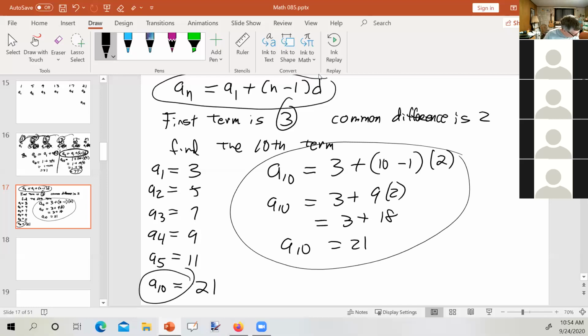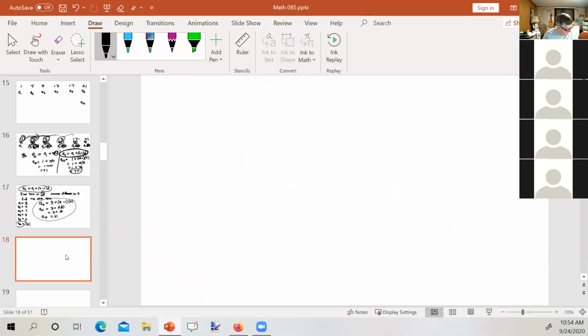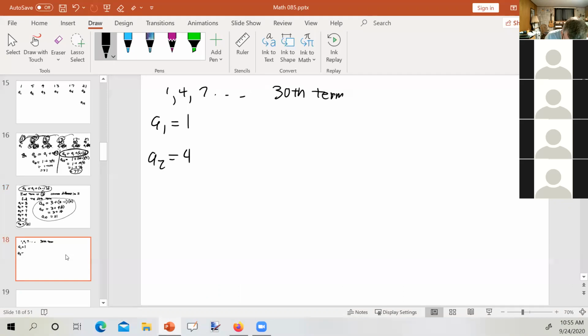All right. Let's take a look at another example. This says, the first 3 terms of an arithmetic sequence are shown below. Find the specified term. And they're saying 1, 4, and 7. And then they want us to find the 30th term. Okay. So we know that a sub 1 is 1, a sub 2 is 4, a sub 3 is 7. We want to find a sub 30.